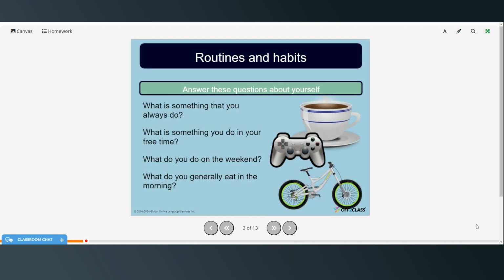All right, so now you can answer these questions about yourself. So what is something that you always do? For example, do you always eat breakfast? Do you always drink coffee in the morning? What is something that you do in your free time? You might play video games. What do you do on the weekend? You might go bike riding. What do you generally eat in the morning? So these would be routines and habits.